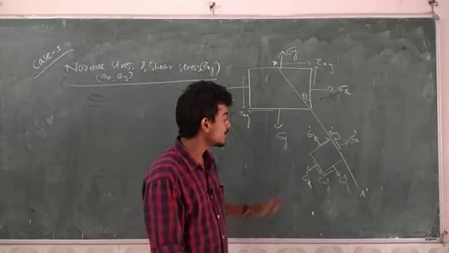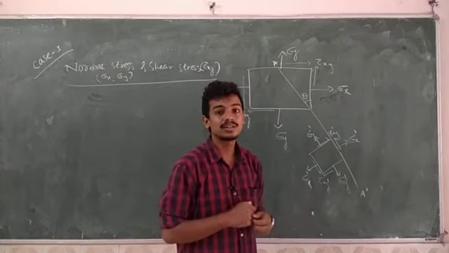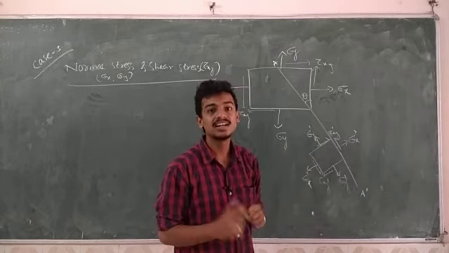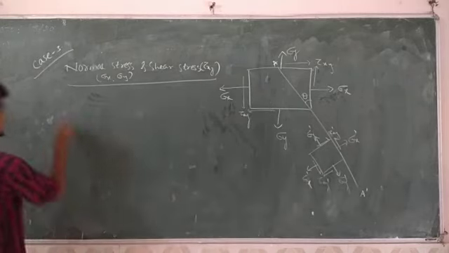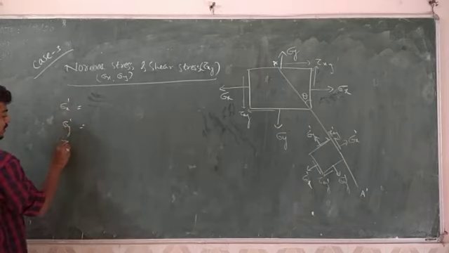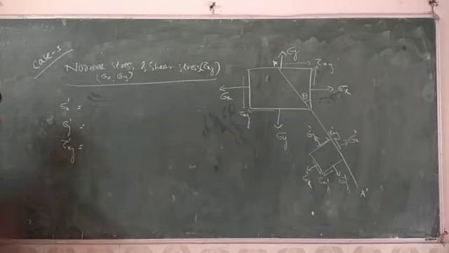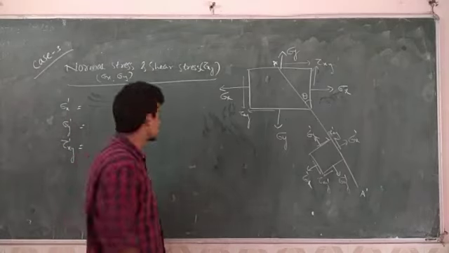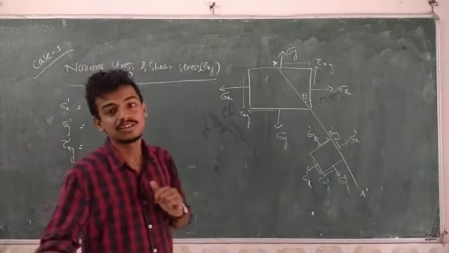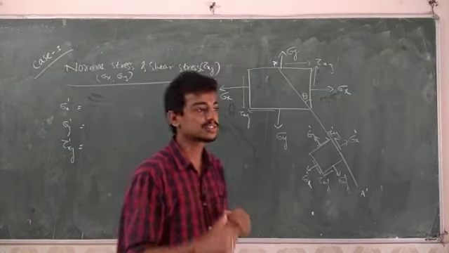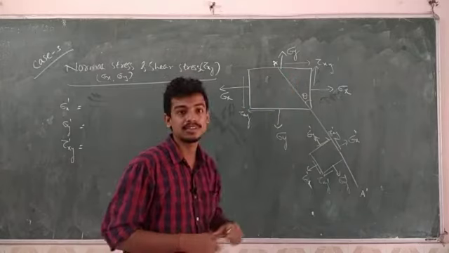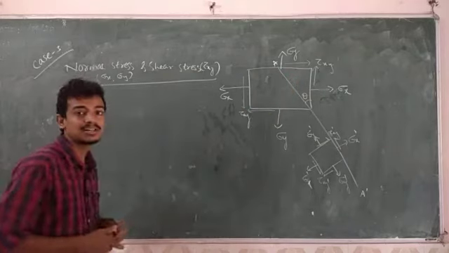If someone asks you to find the normal stress and shear stress on a plane a dash which is at an angle theta, then you can find sigma x dash, sigma y dash, and tau xy dash. So these three formulas we will find. Then we have also derived two formulas for principal stress. How to find principal stress when sigma x, sigma y and tau xy are given, that I will tell you after these three formulas are completed.